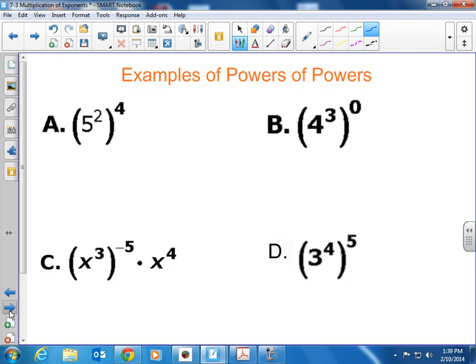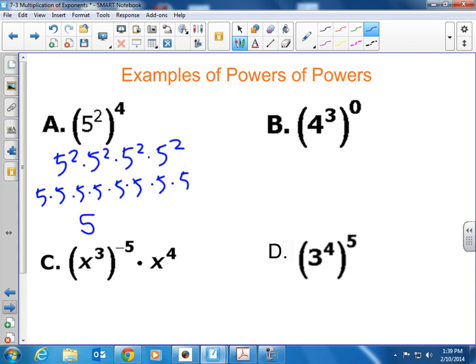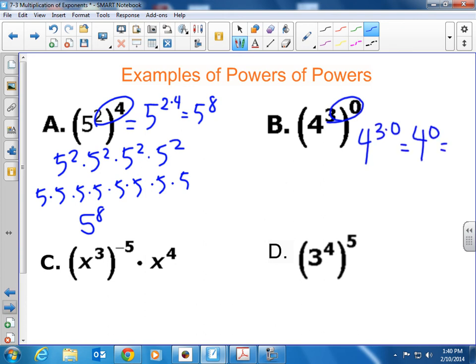Okay, let's work some examples here. I have 5 squared to the 4th power. So I have 5 squared 4 times. 5 squared, that's 5 times 5. Then I have 5 times 5, 5 times 5, 5 times 5. How many 5s in total do I have? 8. How can I get that? I take my base of 5, and I multiply those 2 exponents together. So let's apply that in B. I have 4 to the third, to the 0. Multiply the exponents. 3 times 0 is 0. What is 4 to the 0? 1.